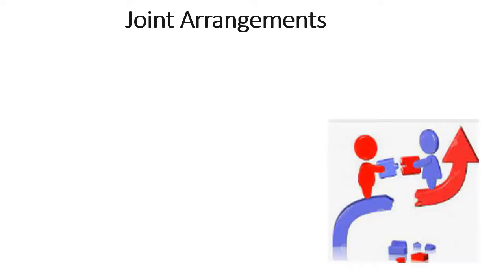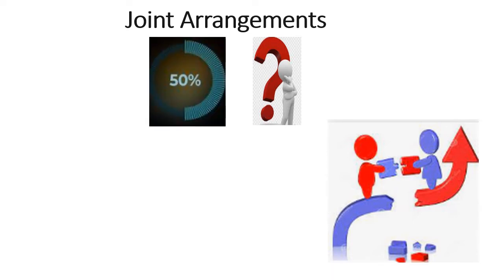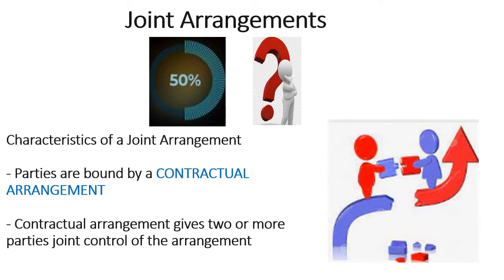The fourth type of investment is a joint arrangement. What is a joint arrangement? A joint arrangement is an agreement of which 2 or more parties have joint control over the investment. A joint arrangement will have the following characteristics. It is not only 50% as a guideline, however, it is parties that are bound by a contractual arrangement. It has to be a formalized contractual arrangement.